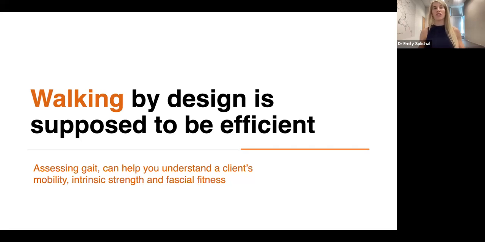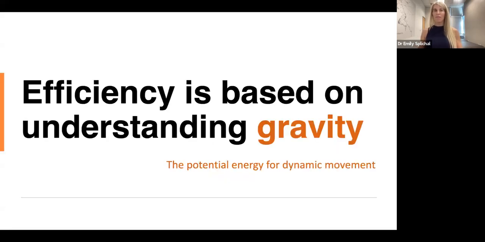So there's a lot of information that we can garner from a dynamic assessment such as gait. Squat assessments are great, right? But there's no dynamic transfer of impact forces unless you're doing kind of a box jump, step down, step up kind of movement. But the momentous characteristic of walking is very important to how we want to understand this assessment. Okay. Now, gait efficiency is built off of your understanding of gravity.